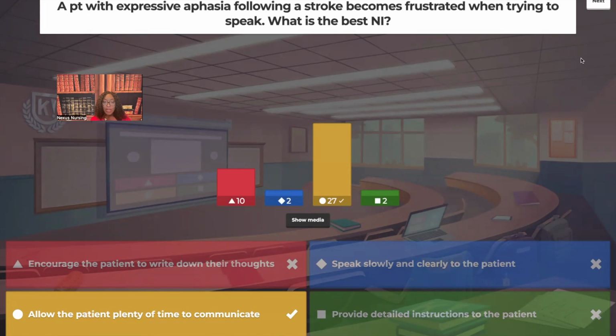Very good. Most of you guys chose the correct answer. Allow the patient plenty of time to communicate. This is a famous test question. It's going to take them time. Go back to the question. They have expressive aphasia. The problem is them being able to express themselves. So you have to be patient. Don't try to finish their sentence for them. Don't cut them off. Don't start guessing. You're just going to make them more frustrated.